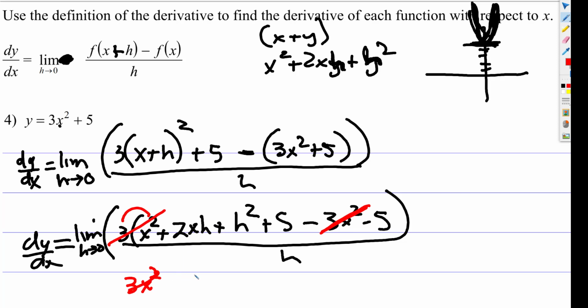And then I'm going to kind of do it that way since I'm running out of room here. And then this 3 times 2xh is 6xh. Are there any other xh's? Nope. And then this 3 times h squared will be plus 3h squared. Then there is a plus 5. Oh, and there is a subtract 5. We already canceled the 3x squareds, and now the 5's can cancel. And all of that is over h.